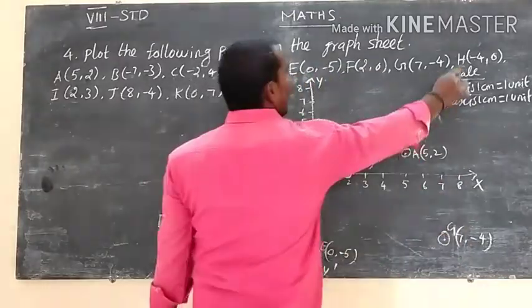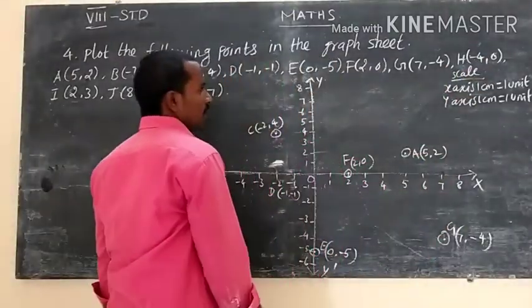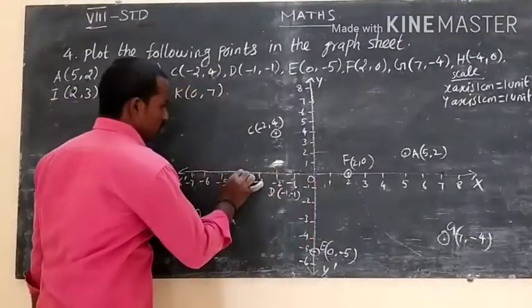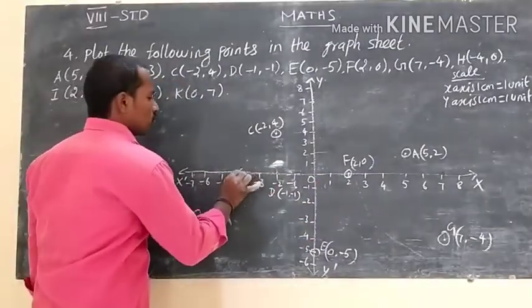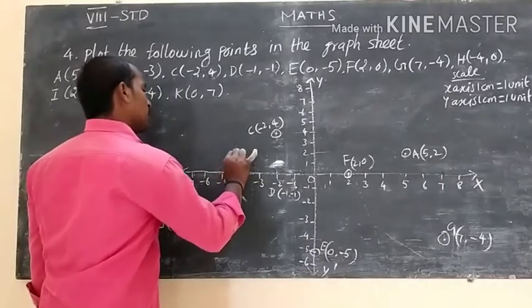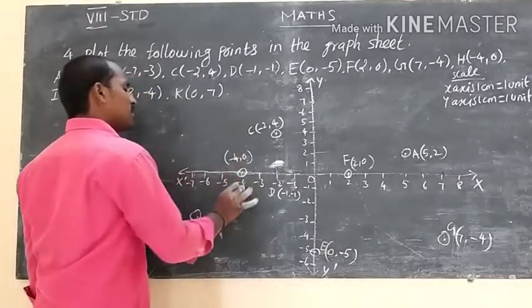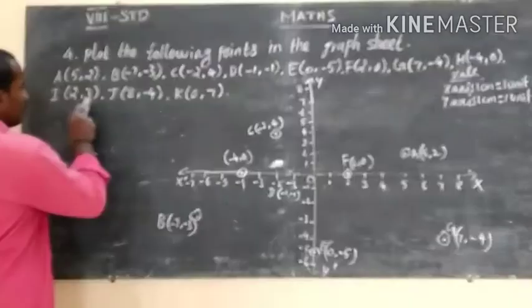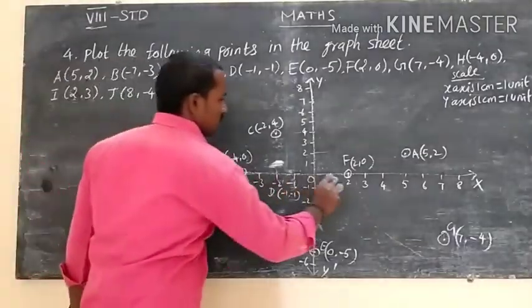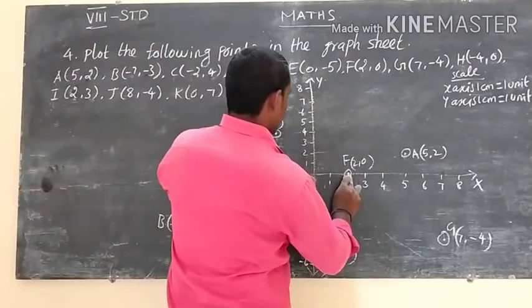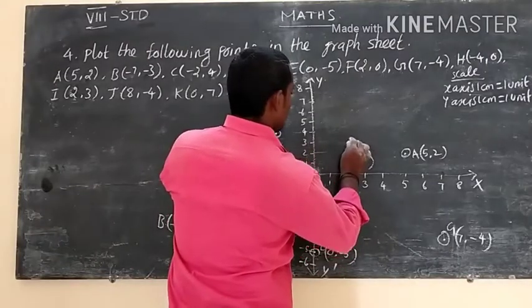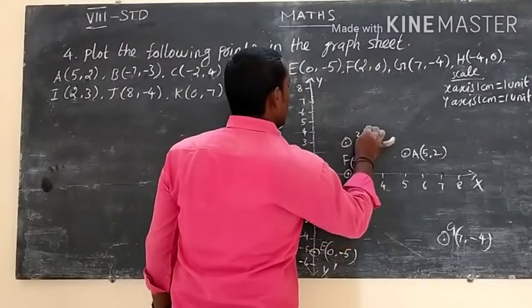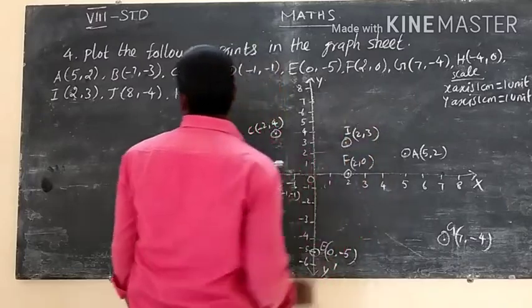Okay. Then H is minus 4 comma 0. X is minus 4 and y is 0, so don't consider the y value. This is minus 4 comma 0. The point lies on the x axis. Then I, 2 comma 3. X is 2, y is plus 3. So the intersecting point is there. So 2 comma 3 is the point I.